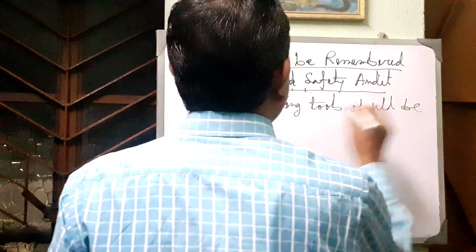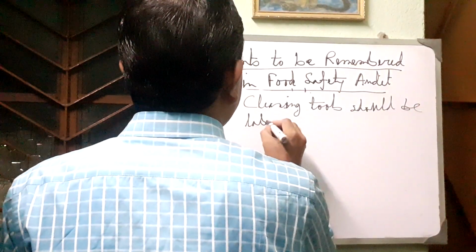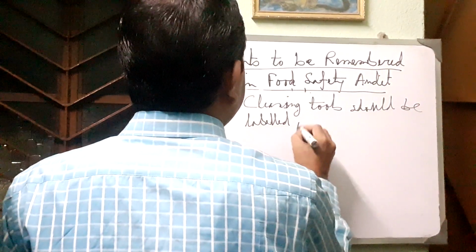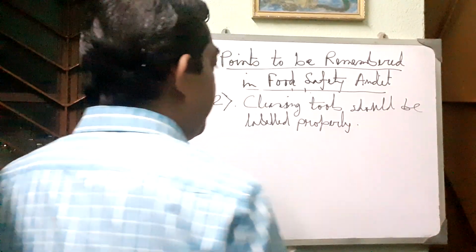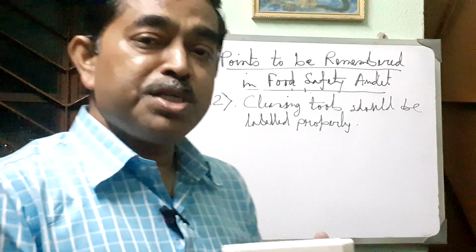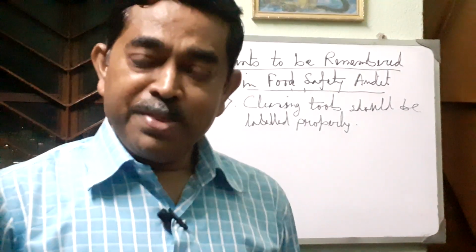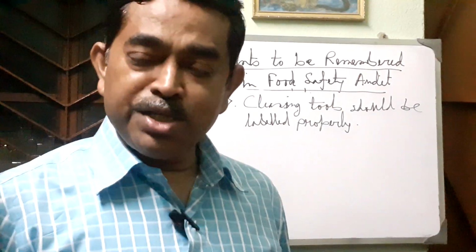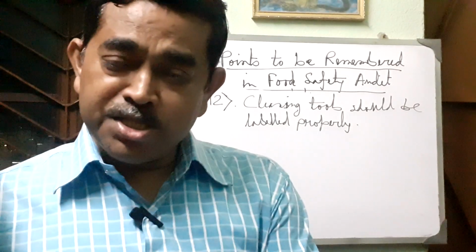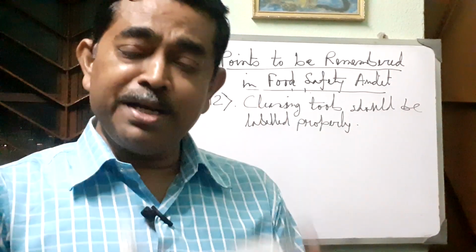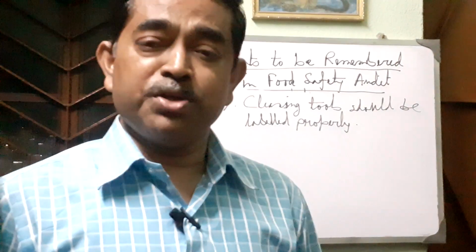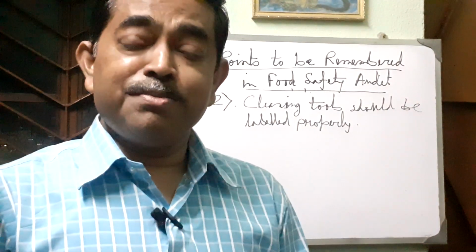Should be labeled properly. Some sections, like the toilet, use their own brooms and wipers, and the quality section uses its own, and the production section uses its own broom. For every section you have to keep separate cleaning tools, and they will be labeled.